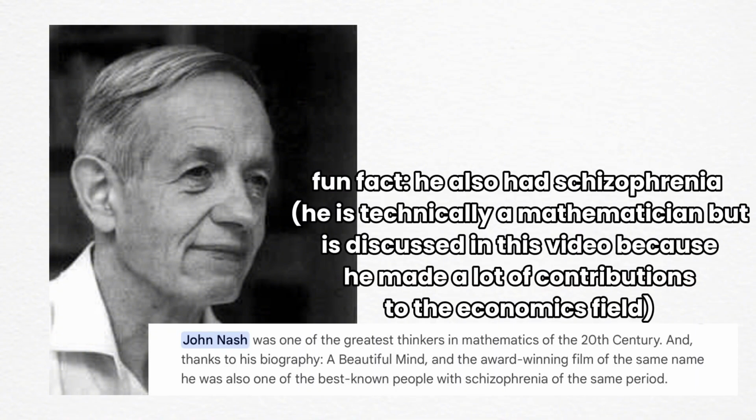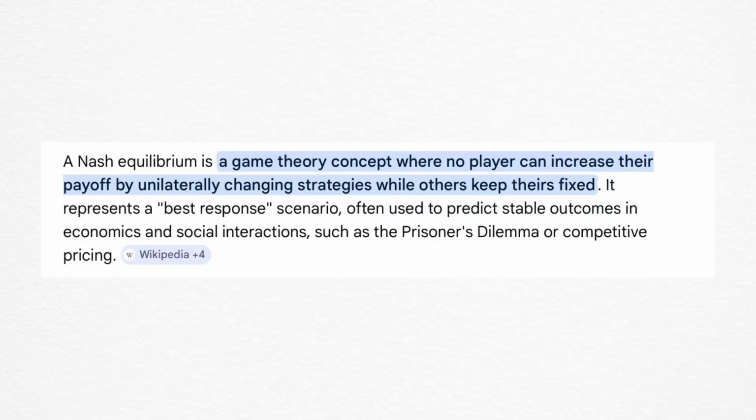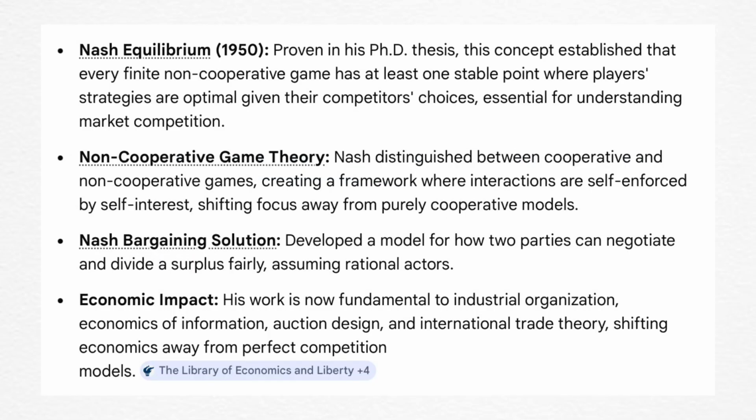John Nash. John Nash was an American mathematician born in 1928 who made groundbreaking contributions to game theory, a field that studies strategic decision-making. His concept of a Nash equilibrium explains how individuals or groups make decisions when their outcomes depend on others. Although trained as a mathematician, his work became essential in economics, business, and political science, shaping how economists understand competition and strategy.